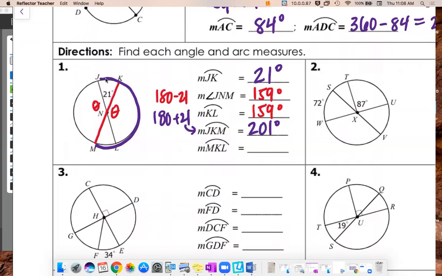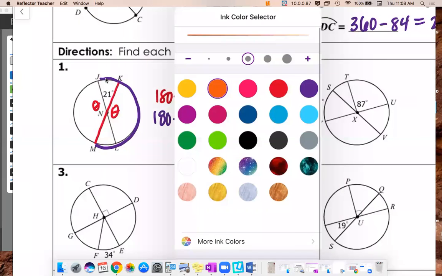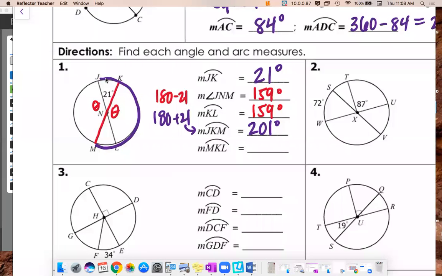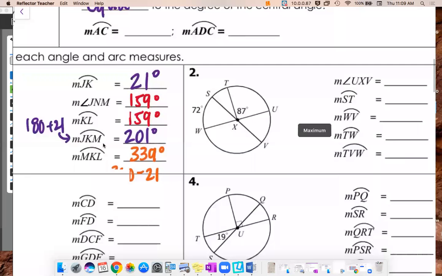And then the last arc they want us to figure out is MKL. So this huge MKL is just excluding this little arc right here. We know that these two arcs should be the same because they're vertical angles. So to get this one, you're going to do 360 minus 21, and you'll end up with 339 degrees. So you're really just using vertical angles, that central angles are equal to their arcs, and that all of your angles add up to 360 degrees. And then continue to move on.